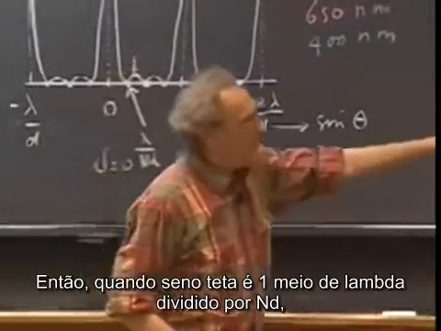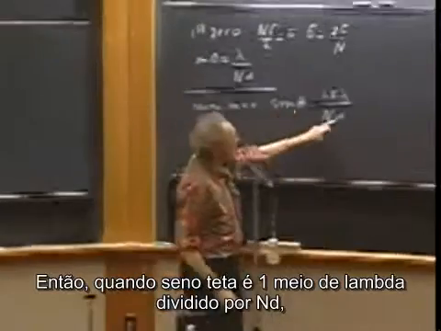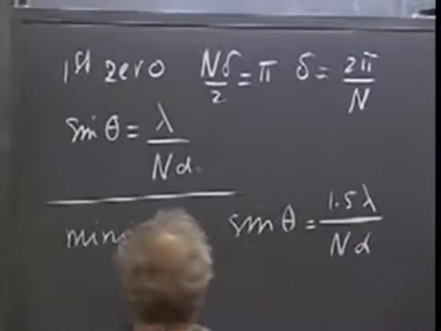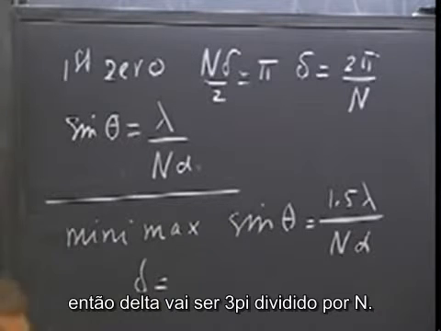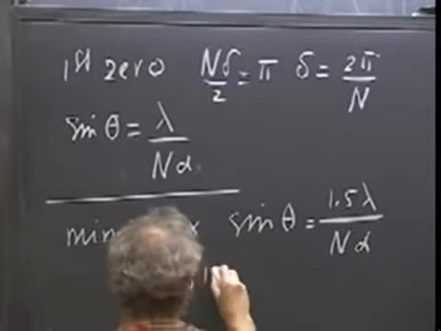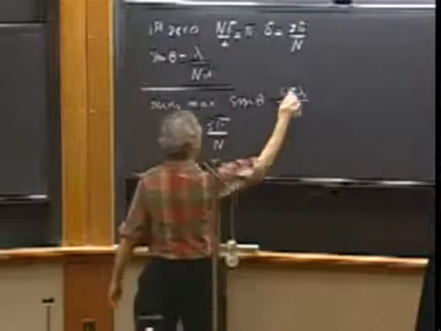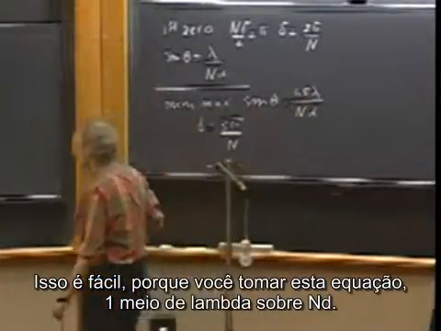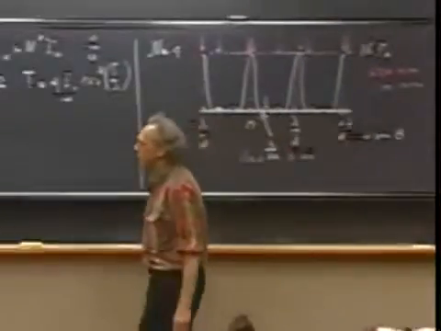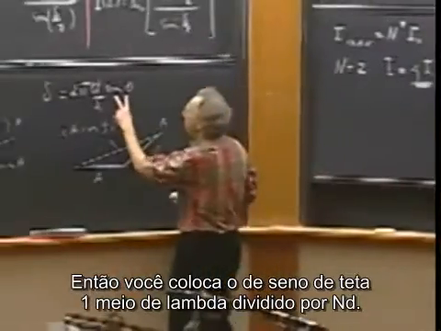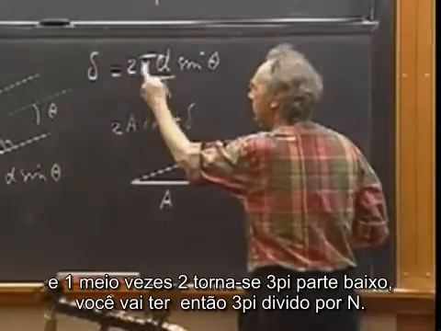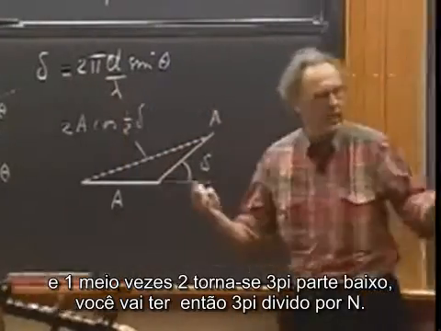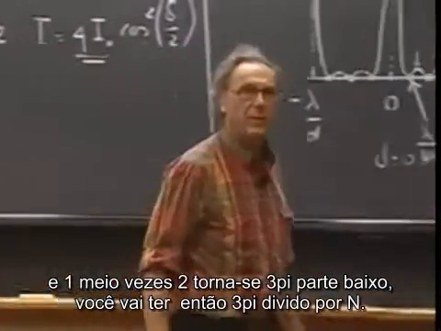So, when sine theta is 1.5 lambda divided by nd, then delta is going to be 3 pi divided by n. That's easy because you take this equation, and you put in sine theta, 1.5 lambda divided by nd. The 1.5 times 2 becomes 3 pi. You get an n downstairs, so you get that delta is 3 pi divided by n.